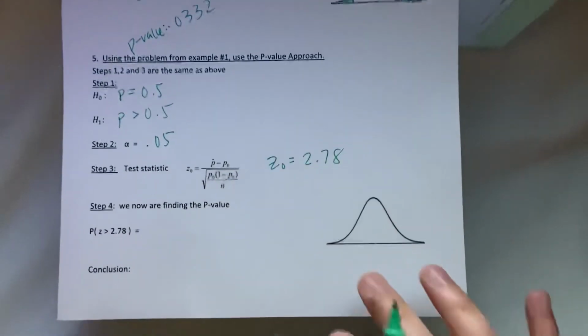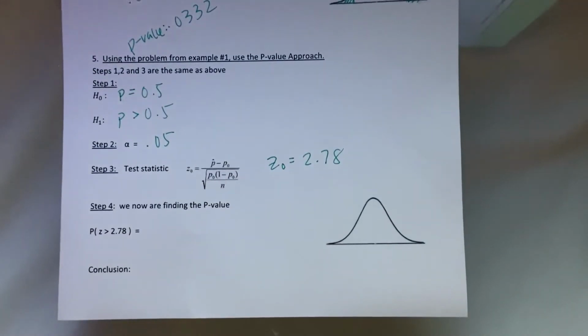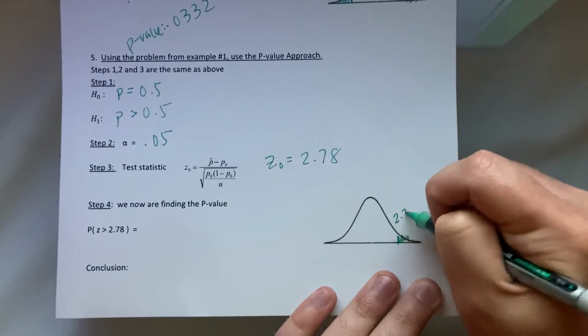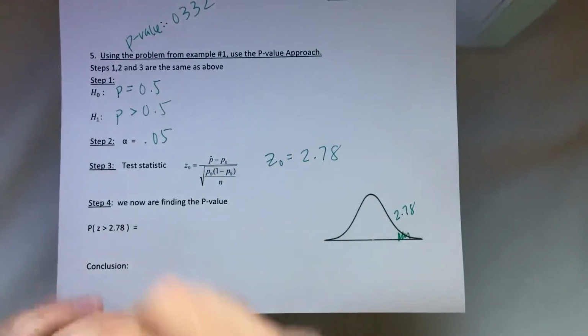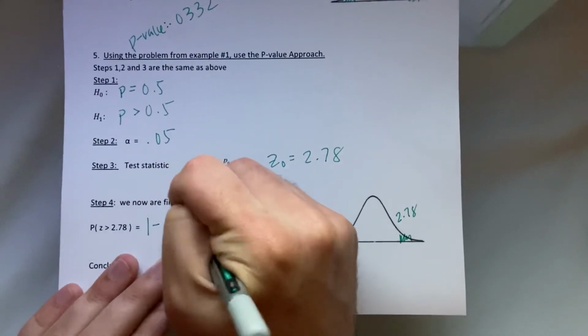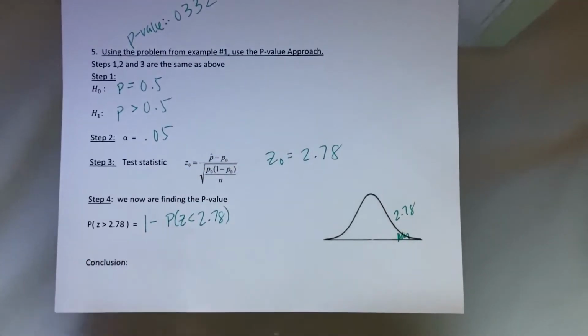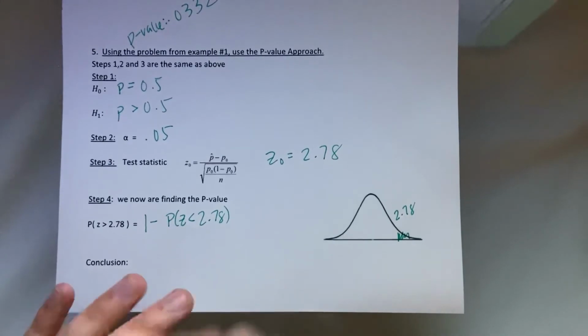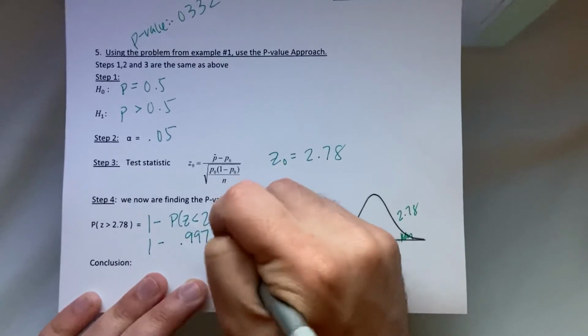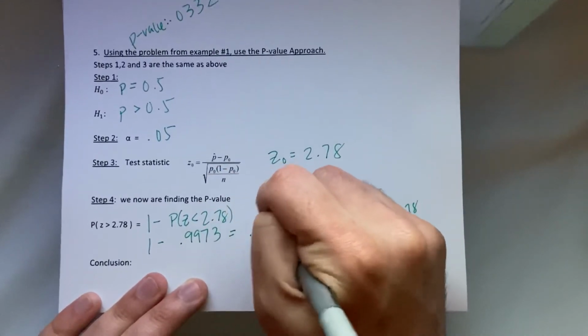So how does this change when we're doing the p-value approach? We need to find the probability z is greater than 2.78 in our z-table. Now remember, the z-table tells you the area to the left. We're looking for the area to the right, which means I need to look up 1 minus the z-score in the table. Now if I look at 2.78 in my z-table, I see that this is 0.9973. 1 minus that is 0.0027.